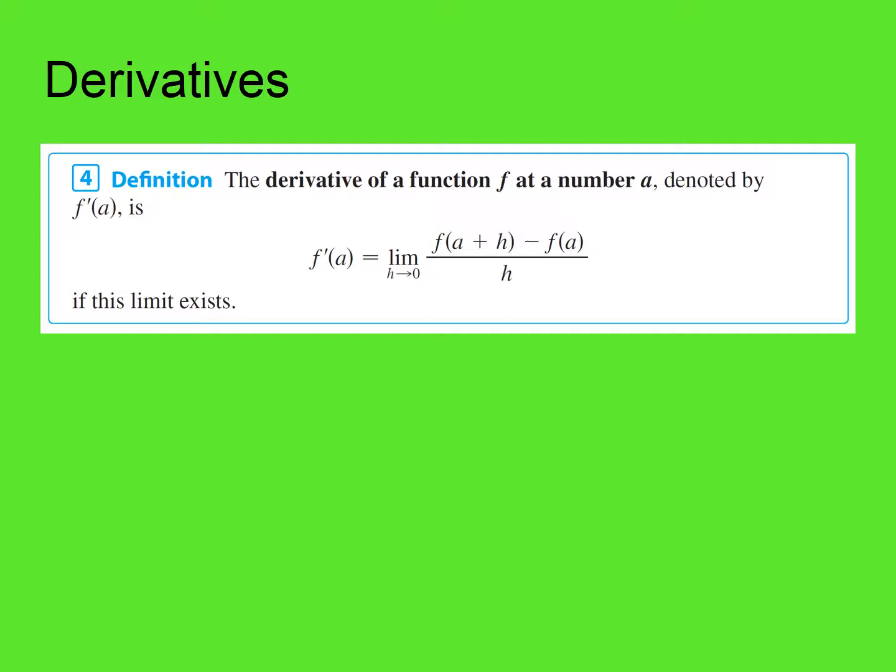So here's the big definition that you have to know. The derivative of a function f at a number a, denoted by f prime of a, is f prime of a equals the limit as h goes to 0 of f of a plus h minus f of a, all over h, if this limit exists.